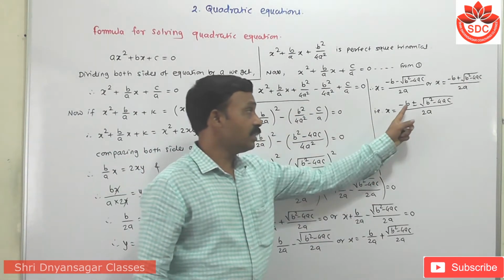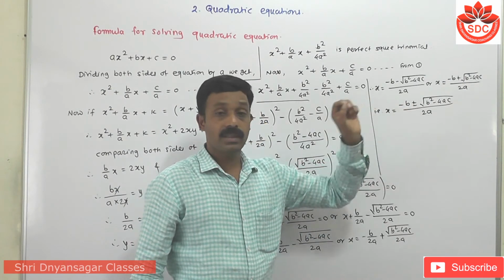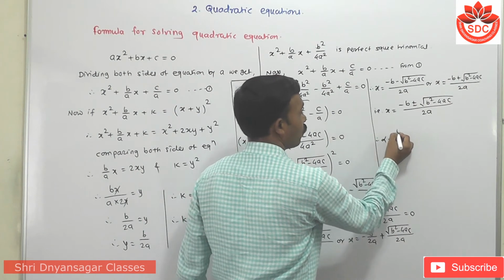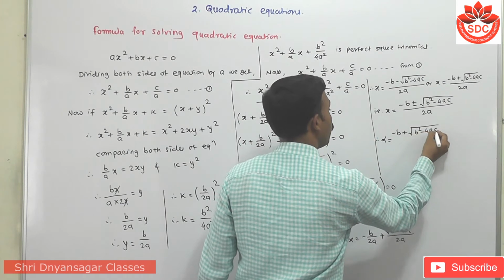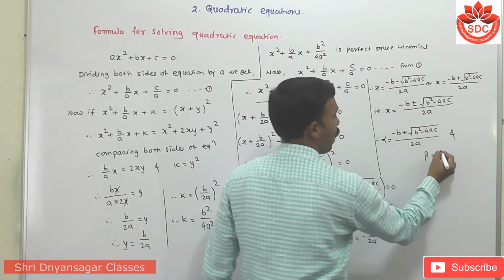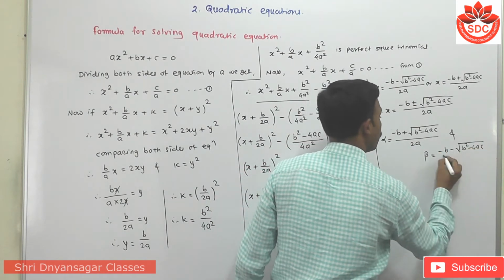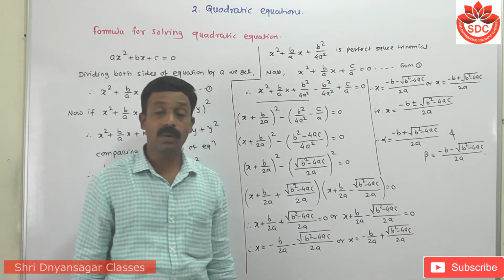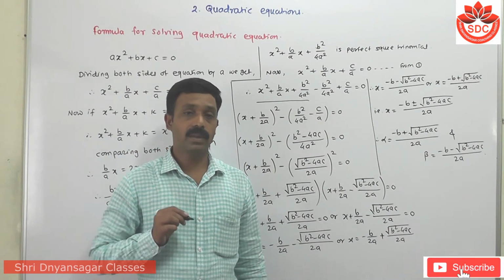Now student, here this plus is denoted by alpha and minus is denoted by beta. Therefore, we write alpha is equal to minus b plus root of b square minus 4ac upon twice a, and beta is equal to minus b minus root of b square minus 4ac upon twice a. These are the roots of the given quadratic equation when the equation is ax square plus bx plus c is equal to 0.